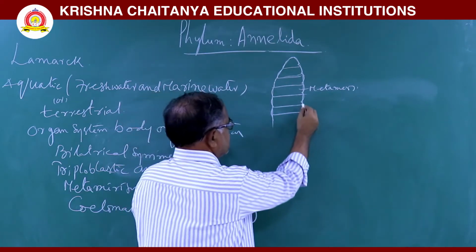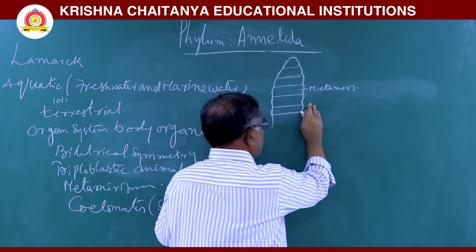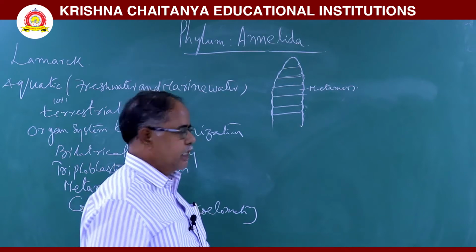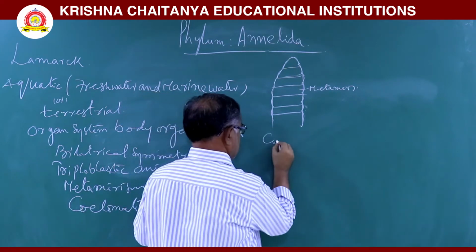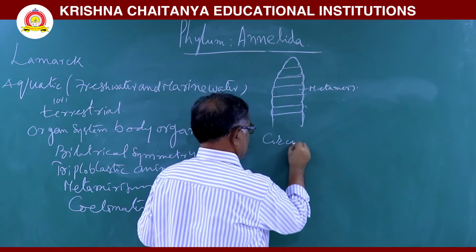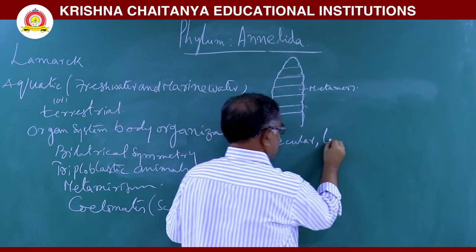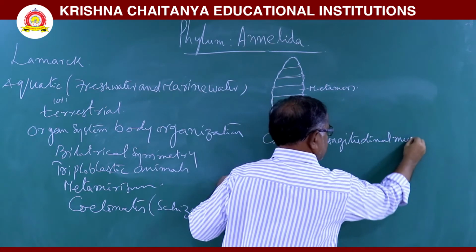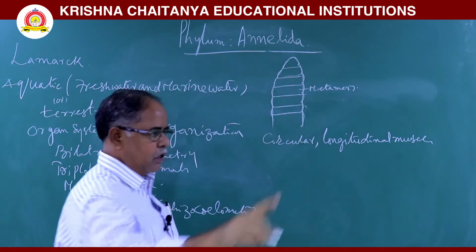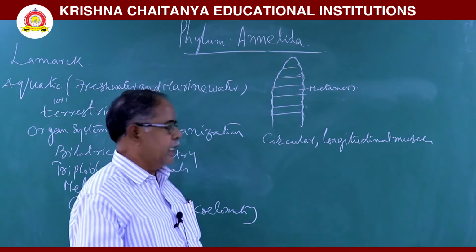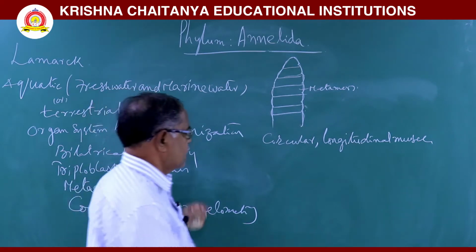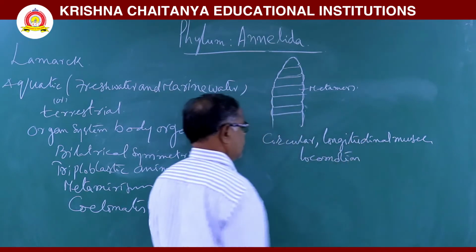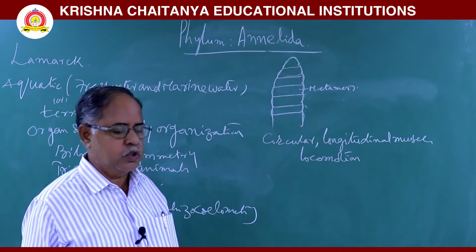In the body wall, muscles are there. These muscles are arranged as circular and longitudinal muscles. These muscles are used in locomotion.